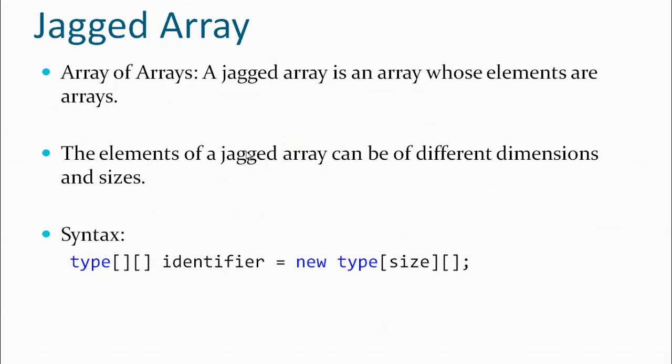In .NET there is one new type of array, that is the jagged array. This array is also known as an array of arrays. Every element of a jagged array is an array itself. These arrays can be of different dimensions and sizes. You can create a jagged array using this syntax. Let us try to understand it using a simple example.